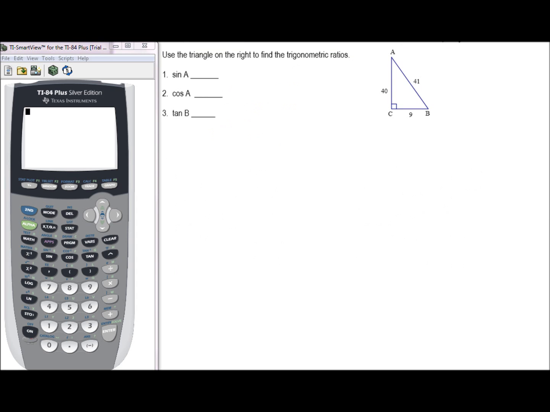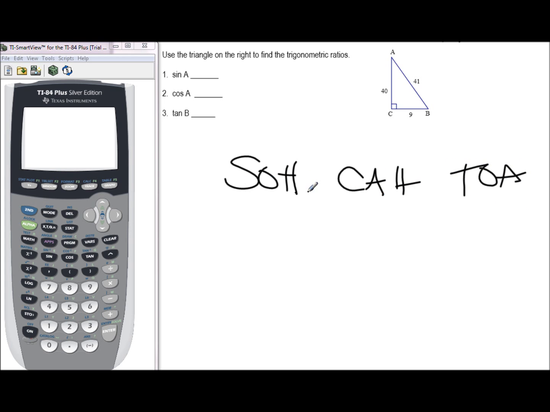And as you're doing these, remember the phrase SOH CAH TOA. Like when you soak your toe, soak a toa, soak a toe, soak a toa. This will help you to remember the trig ratios.